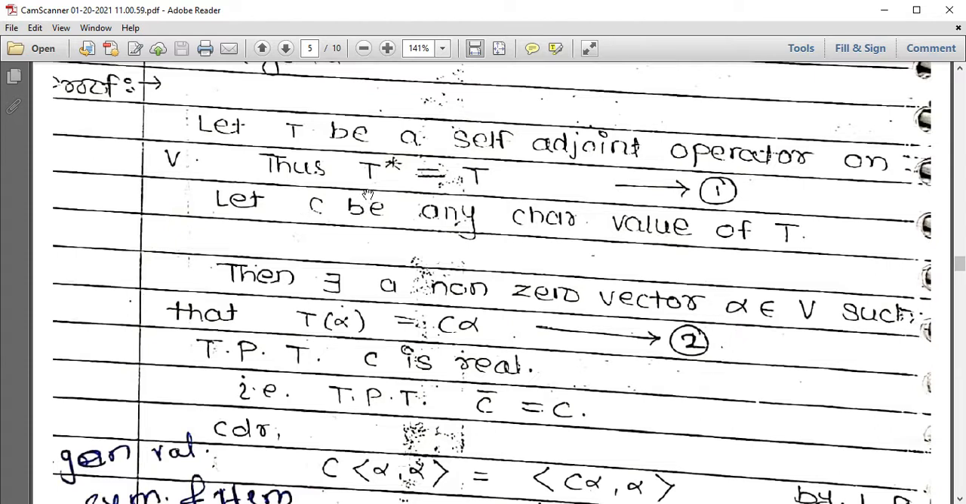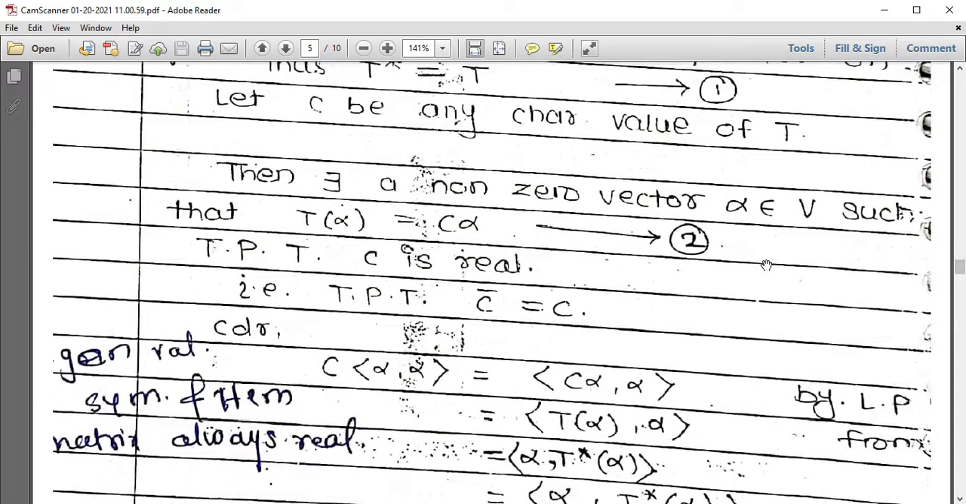Thus, it implies that T star is equal to T. Give it as equation number 1. Let C be any characteristic value of T. Then there exists a non-zero vector alpha belongs to V such that T of alpha is equal to C alpha. Give it as equation number 2. By the definition of characteristic vector, we can write like this: T of alpha is equal to C into alpha.